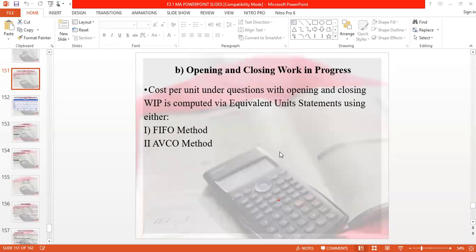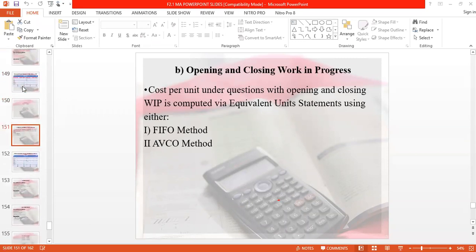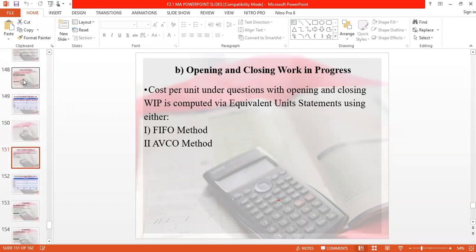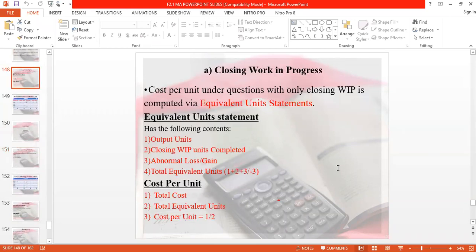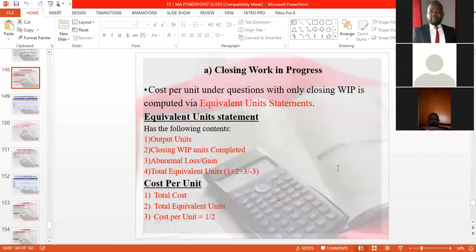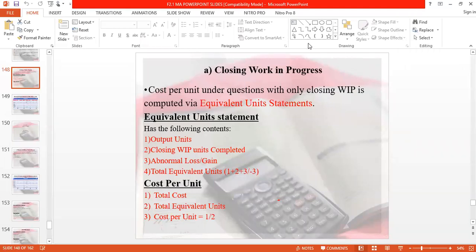So welcome back. We want to continue from where we had stopped yesterday evening. We were on process costing. If I reflect back, we saw that in process costing, there are process accounts without work in progress and process accounts with work in progress. Yesterday we took a lot of time on work in progress, and we looked at process accounts with only closing work in progress.